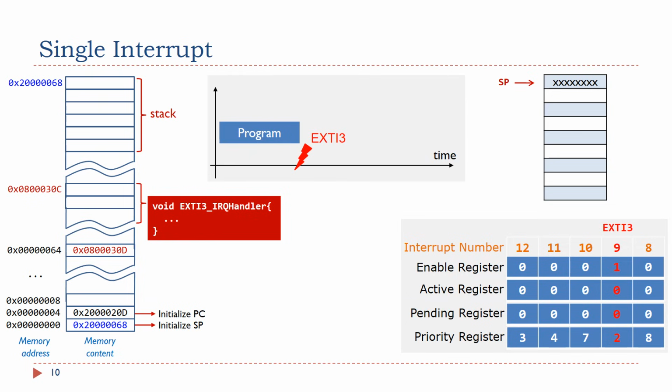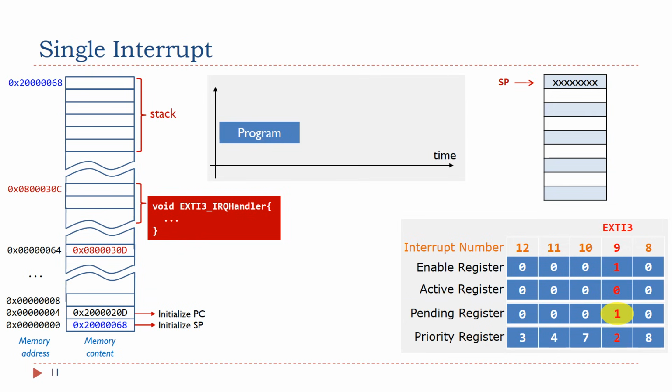The interrupt number of EXTI3 is predefined as 9. As you see from the interrupt enable register, external interrupt 3 has already been enabled. The interrupt priority register shows that the priority of external interrupt 3 is set to 2. NVIC first writes 1 to the pending bit of external interrupt 3 in the interrupt pending register.